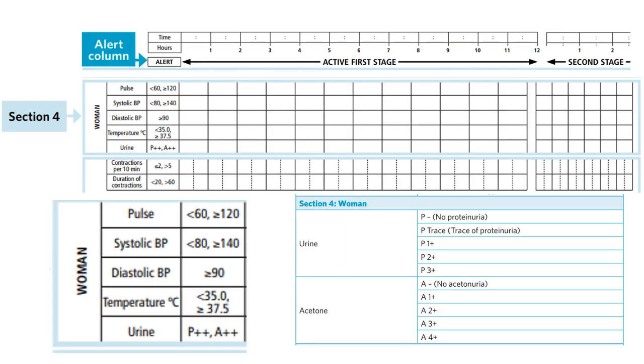We will move on to section 4, which is the care of the woman. In section 4, the mother's pulse, systolic blood pressure, diastolic blood pressure, temperature, and urine is checked regularly. All the observations are noted in a numerical form except for the assessment of the urine.